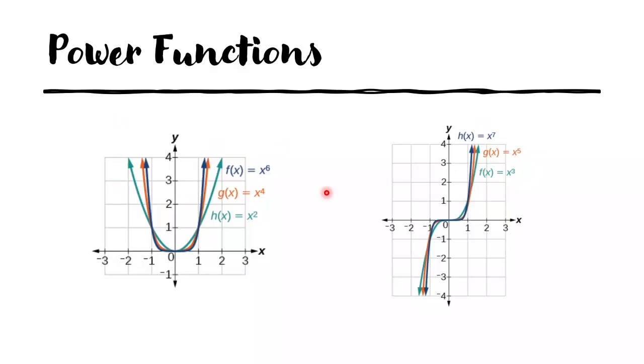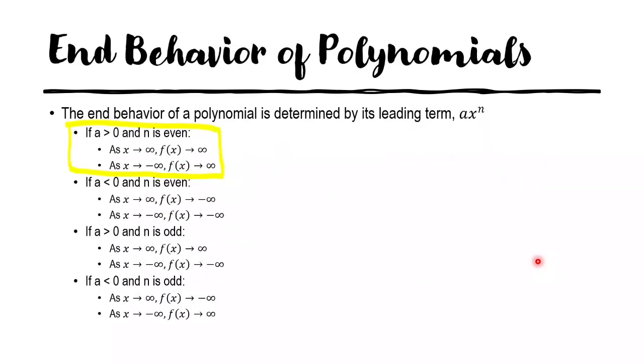Now, when we talked about graphing transformations, we learned that if we were to just put a negative in front of these, that would flip the graphs upside down. It would reflect them over the x-axis. So let's summarize this information. It turns out that the end behavior of a polynomial, so the graphical behavior where the arrows are, the ends of the graph, is determined by the leading term of that polynomial.